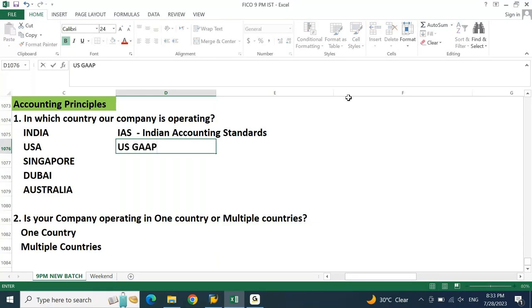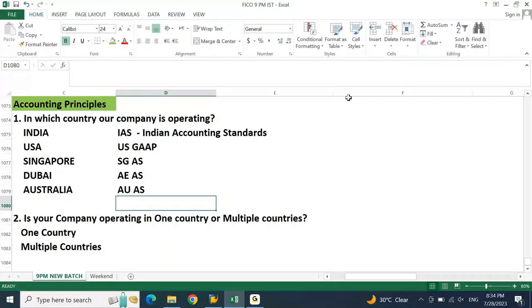Similarly, in Singapore, I will say Singapore accounting standards. In Dubai, Dubai accounting standards. In Australia, Australian accounting standards, correct? Yes. Which means every country will have their own local accounting standards, which are country specific. According to that country's law, there will be a policy and procedure which must be adopted and followed by each and every organization doing business in that country. This is mandatory. Any company operating in India cannot bypass this.